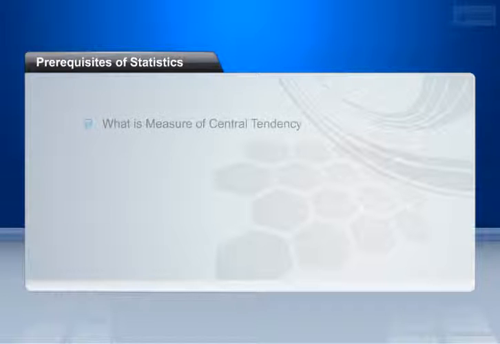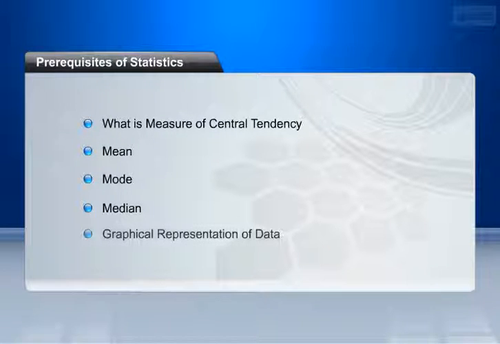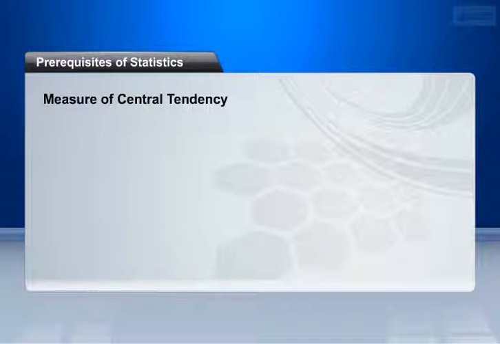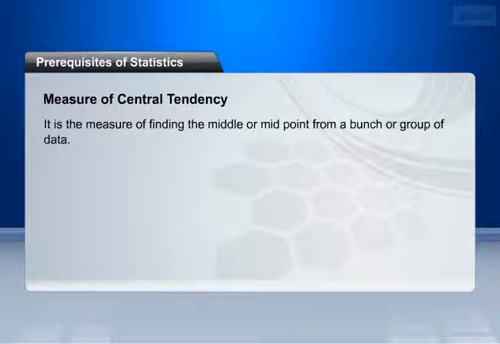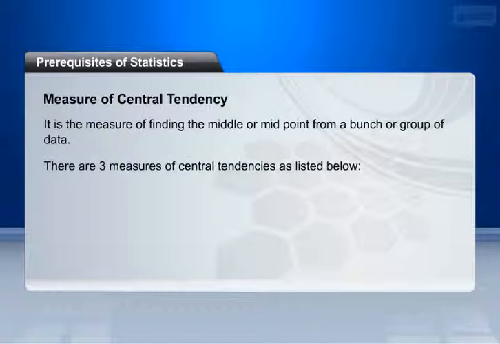Let us see the prerequisites of statistics. The following are the concepts discussed as the prerequisites of statistics. What is measure of central tendency? Mean. Mode. Median. Graphical representation of data. Measure of central tendency. It is the measure of finding the middle, or midpoint from a bunch, or group of data. There are three measures of central tendencies: mean, mode, median.